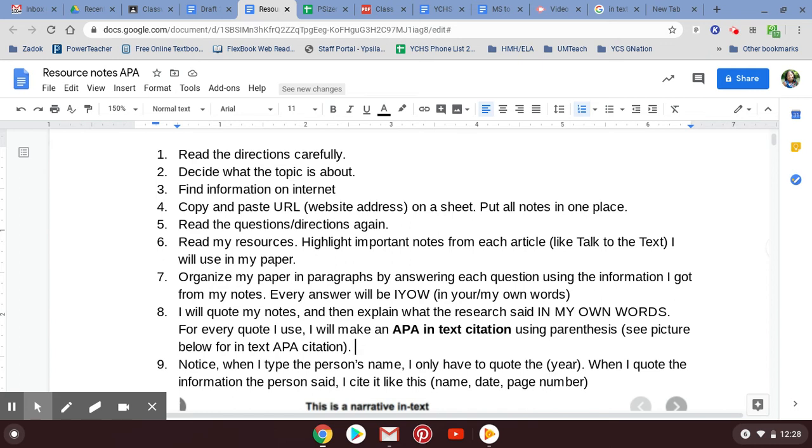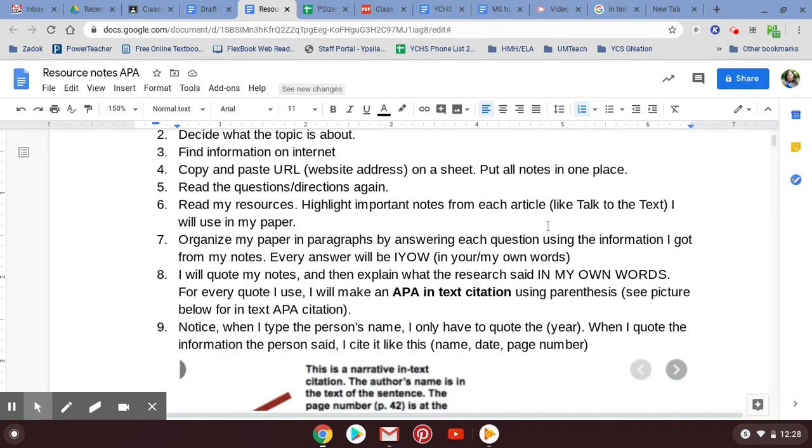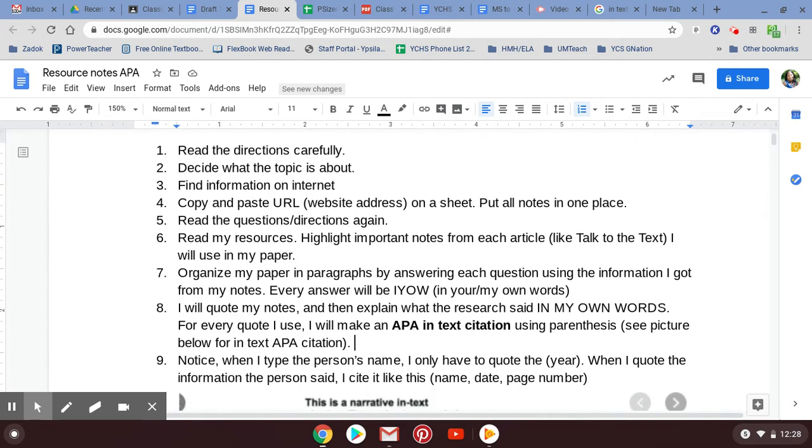Okay, this is the part where we start organizing our paper. You looked at how to find the research and highlight and set up the paper. So these 10 directions right now are going to help you move forward in writing your rough draft. Once again, read the directions carefully.